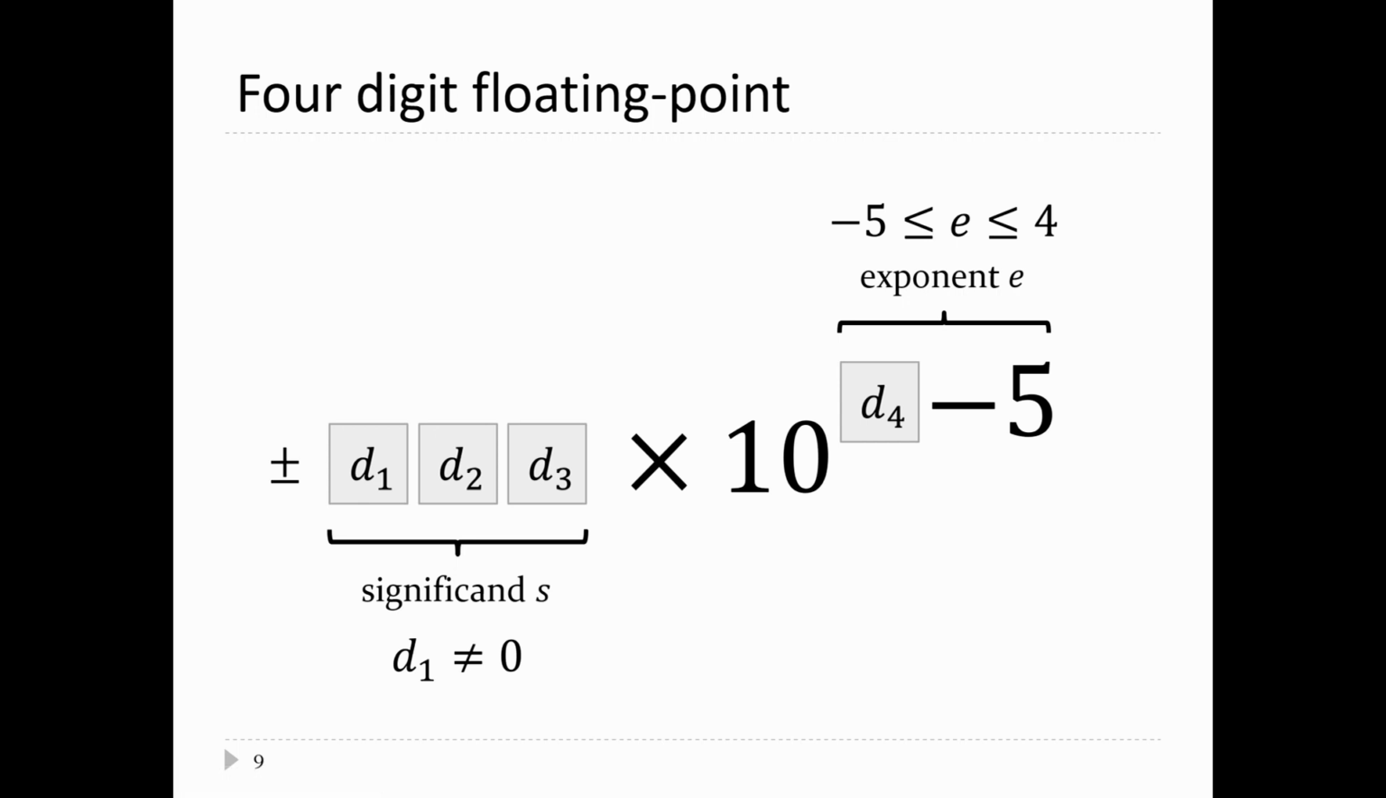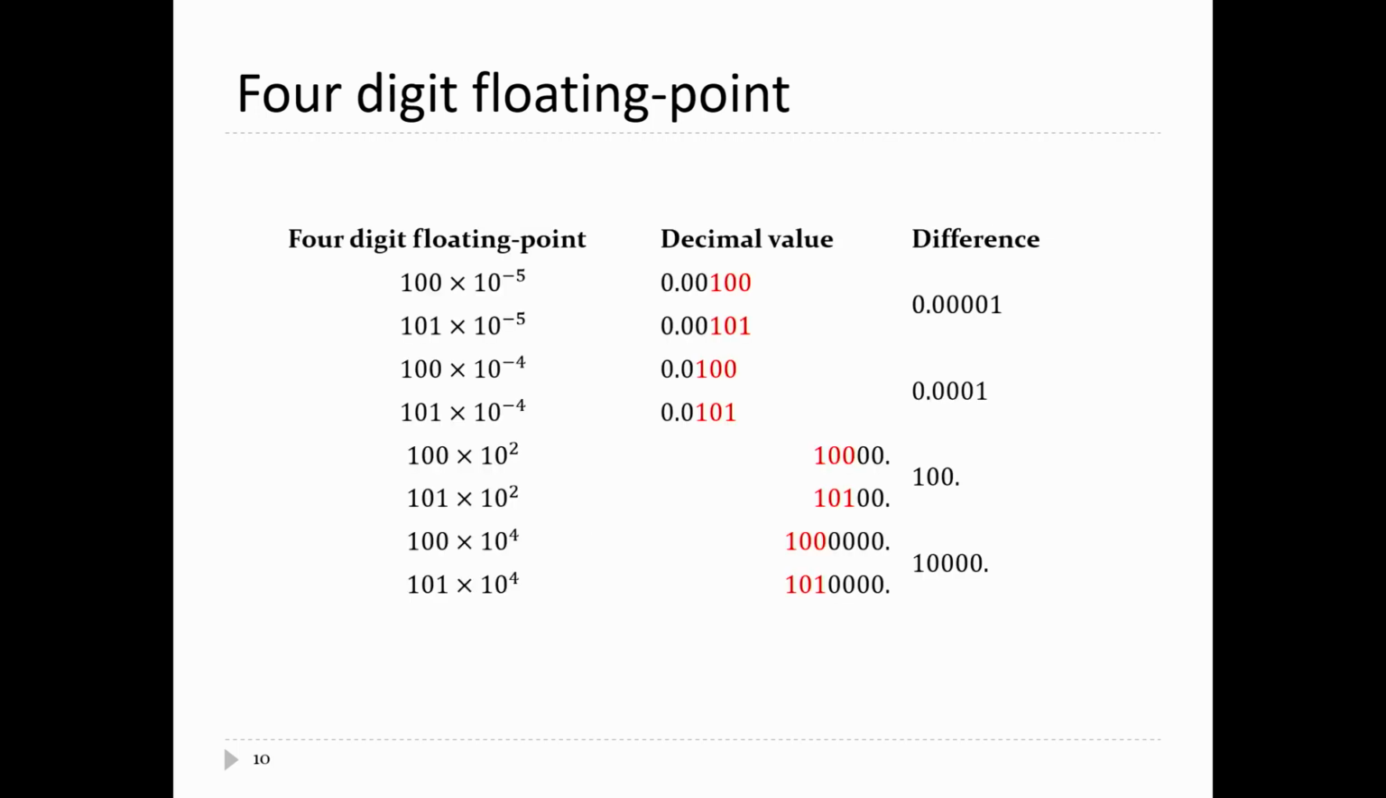Okay, so starting from there, you can ask questions like, what's the smallest positive value that you can write down? Well, the smallest significand is 100. The smallest exponent is -5. So the smallest decimal value is 100 times 10 to the -5, which is just 1 times 10 to the -3, or 0.001. That's the smallest positive value that you can write down. I can't write down any value that's less than 0.001.